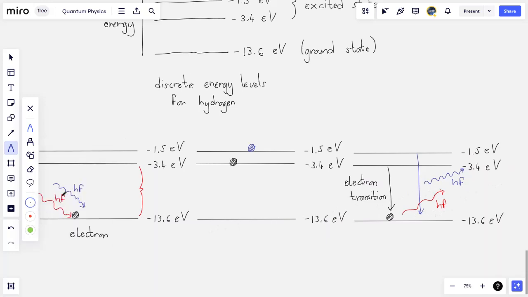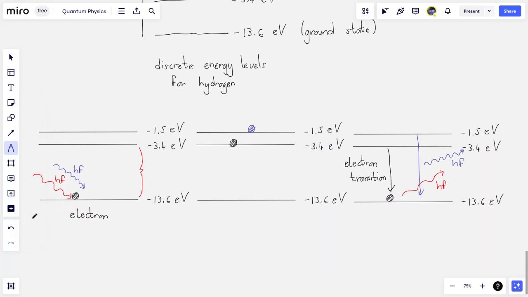So let's summarize what has been happening in this process. Initially, the incoming photon has energy HF. We'll consider the red photon for now, and that energy is equal to the difference between the first two energy levels, the ground state and the first excited state, delta E. And that is the final energy, minus 3.4 electron volts, minus the initial energy, minus 13.6 electron volts. And so the change in energy was 10.2 electron volts. So that means the photon that was incoming had an energy of 10.2 electron volts, which is the same as the difference between the first two energy levels.